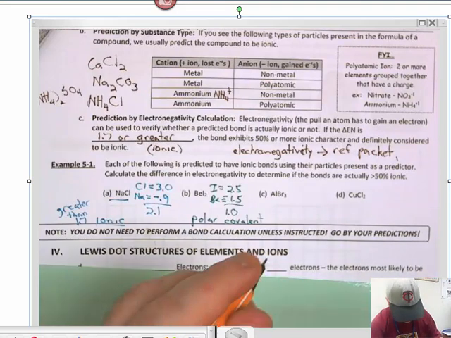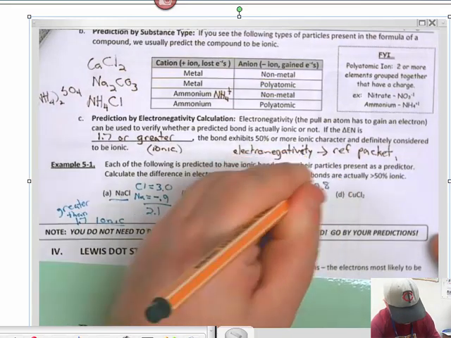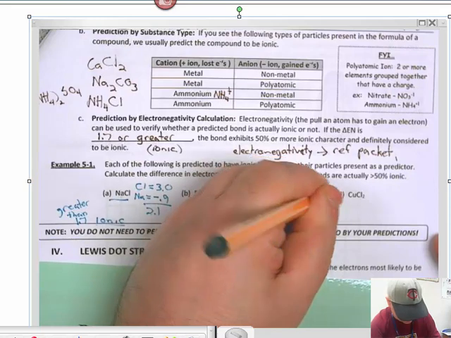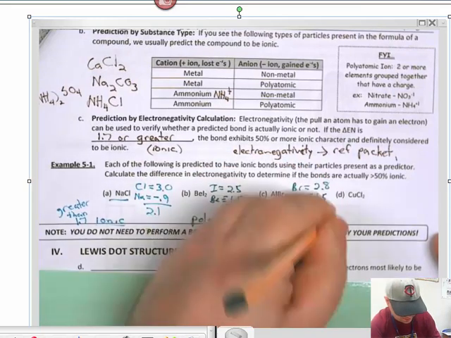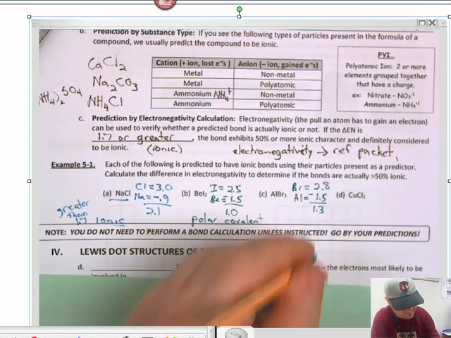Bromine has an electronegativity of 2.8. Aluminum has an electronegativity of 1.5. So this is going to be 1.3. According to that, that will also be polar covalent.